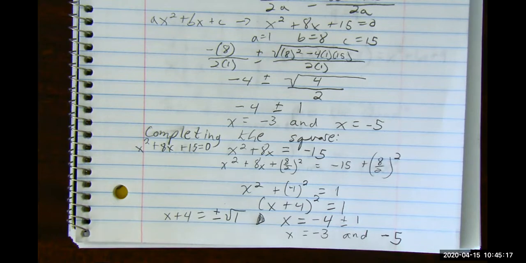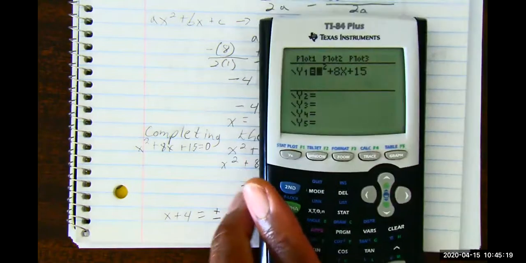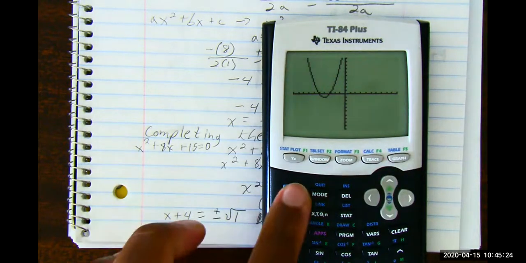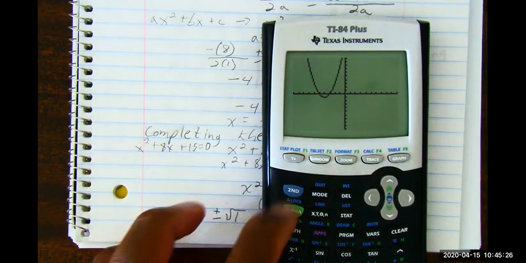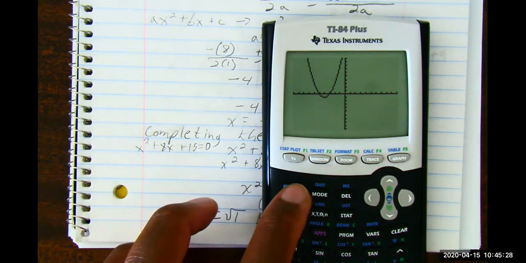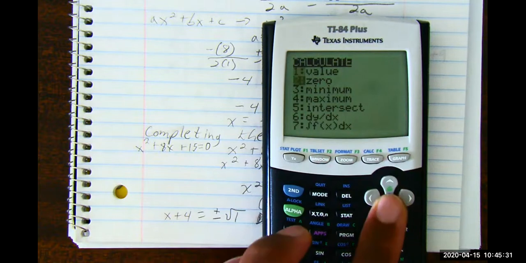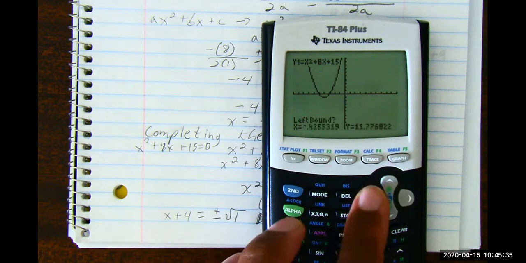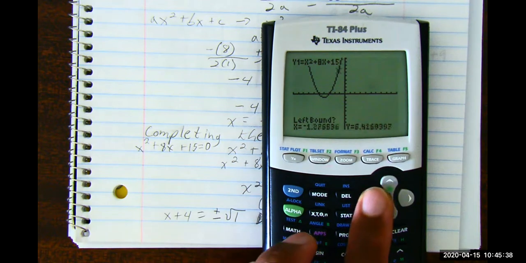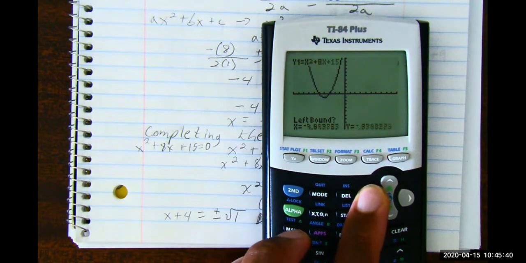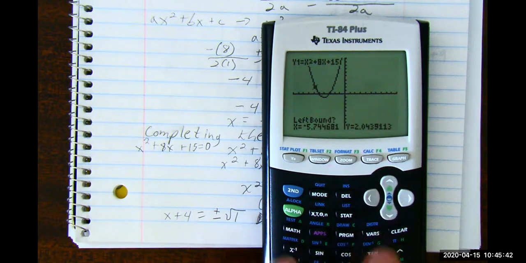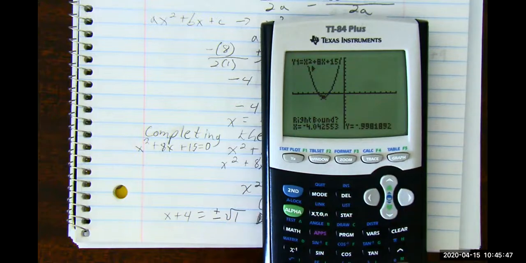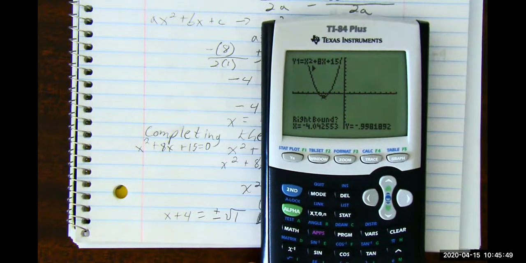The last method, graphing, I'm going to do on my calculator. That's the equation. That's the graph. We're going to work backwards from the factored form, or from the solutions, if you will. So I'm going to do second calc, zero, left bound. My cursor, I'm going to move it to the left of one of the roots or x-intercepts. Left bound, right bound, move it slightly to the right. Guess, I'm just going to hit enter.